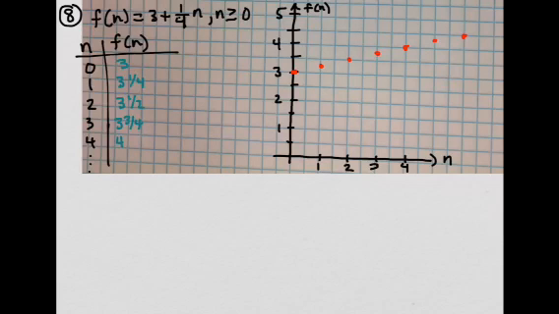Alright, so on number 8, the table only goes up to 4, but notice that there's the ellipsis there, the 3 dots, which indicates that it goes to infinity. So if you notice on the graph, I plotted 4 right here, but then I extended it a little bit more as far as I could on my graph, just to indicate that it goes on, it continues.